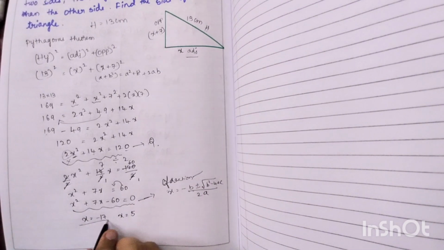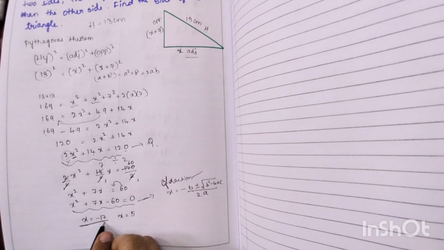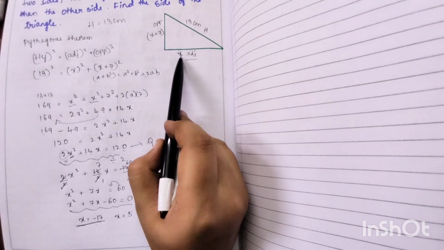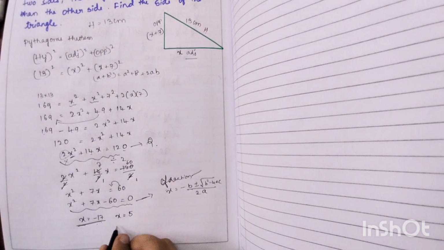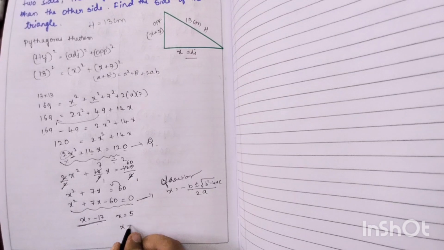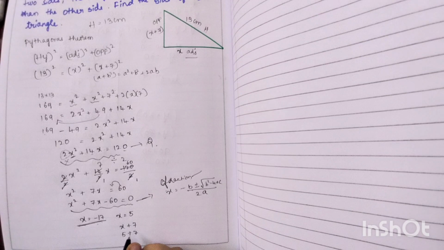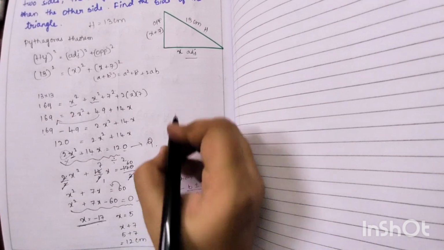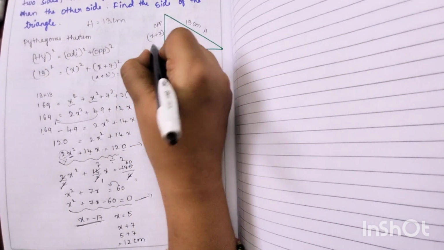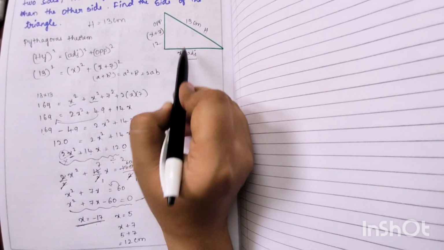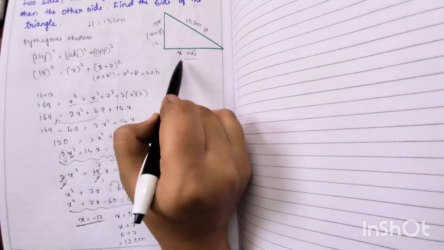So now x cannot be minus 17, right? So we should find x plus 7 and x. So our x is 5, so x plus 7, that is nothing but 5 plus 7. How much is 5 plus 7? That is nothing but 12. 12 centimeter. So this is nothing but 5, this is 12, this is 13. So this gives our all the triangle sides are given.